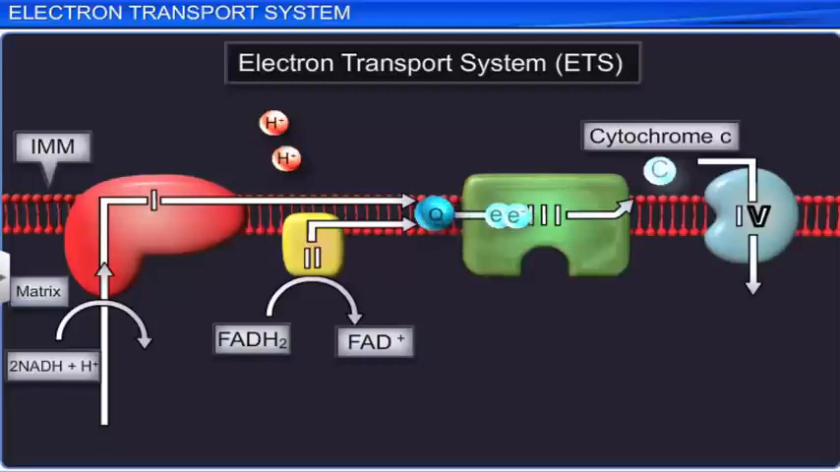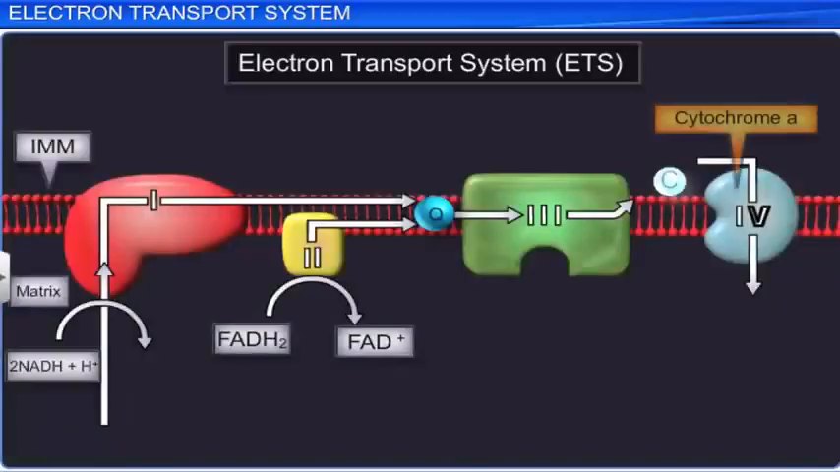Ubiquinone transfers the electrons to complex 3. Complex 3 transfers the electrons to complex 4 through cytochrome c. Here too, some protons are moved from the matrix of the mitochondria to the intermembrane space. Cytochrome c is a mobile carrier attached to the inner membrane of the mitochondria and helps in the transport of electrons between complex 3 and complex 4.